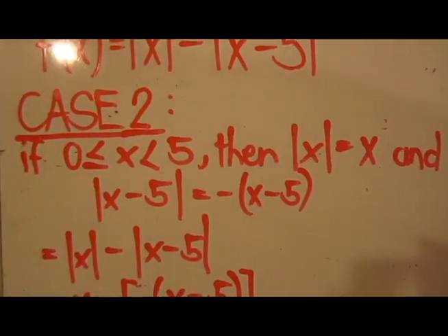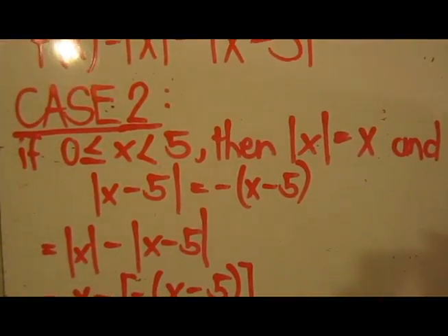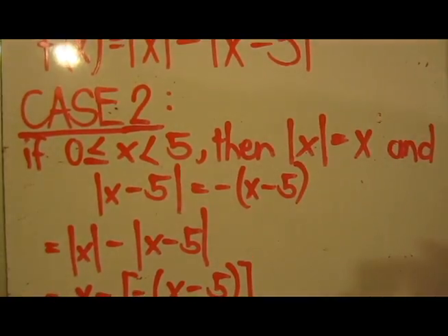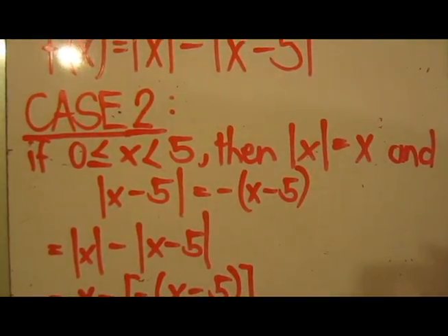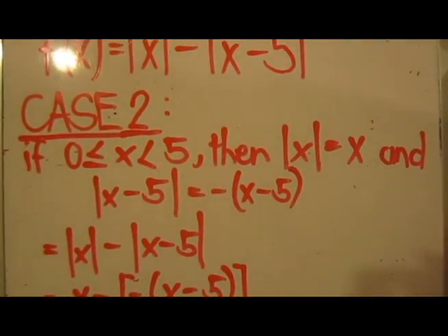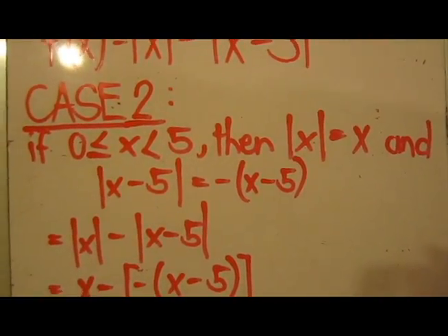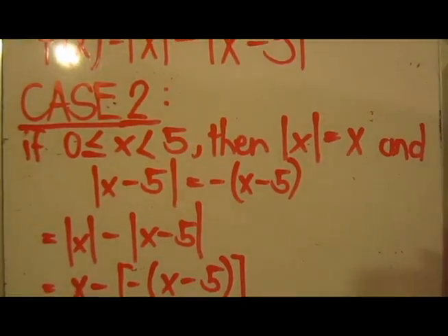Referring to the previous condition, we are now in case 2. If x is greater than or equal to 0 but less than 5, then absolute value of x is equal to x, and absolute value of x minus 5 is equal to negative x minus 5.